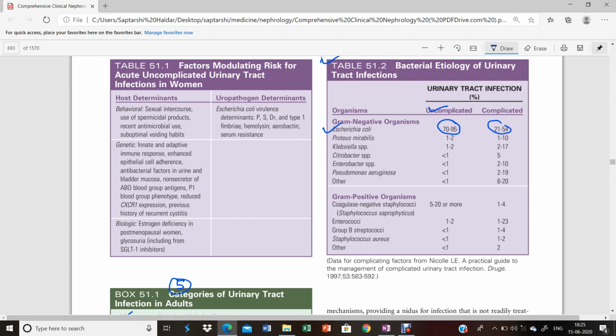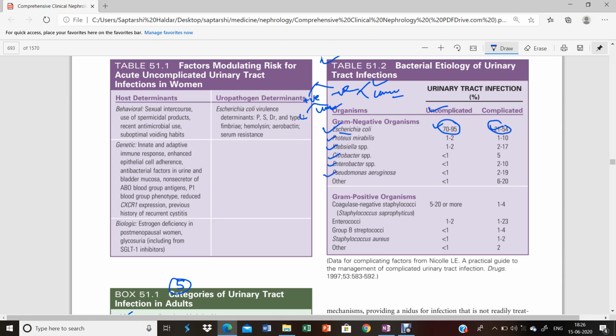So we will divide the organisms into two groups, one gram positive and the other gram negative. Then in each we divide complicated and uncomplicated. First we'll discuss the gram negative. Within the negative, the most common is E. coli, in both uncomplicated and complicated, where it is maximum. Other causative organisms are Proteus mirabilis, Klebsiella, Enterobacter, and Pseudomonas.